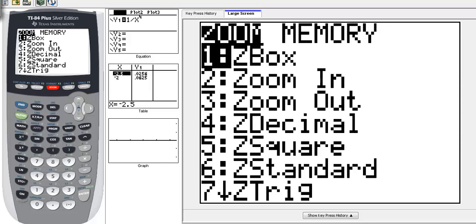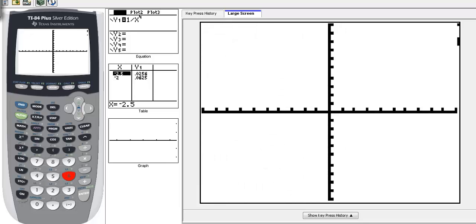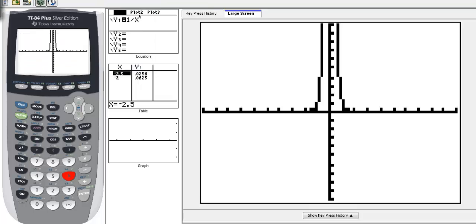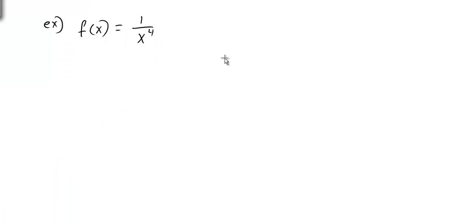If I go to zoom standard, we now have the graph here going up. And if we look at this, if I copy this over, is this going to pass the horizontal line test?